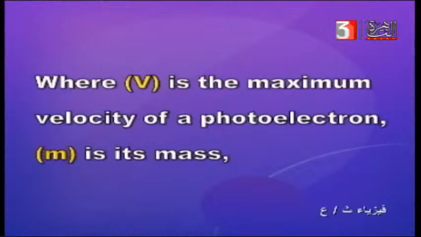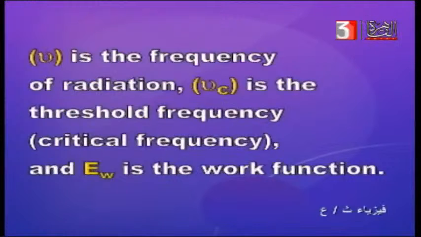So we can say h nu minus h nu C is equal to half mv squared, where v is the maximum velocity of the photoelectron, the electron emitted by photons, and m is its mass. Nu is the frequency of the radiation, the frequency of each photon. Nu C is the threshold frequency or cutoff frequency, or we can say critical frequency. And what about the threshold frequency? We'll define it later. And don't ever forget, EW is the work function.